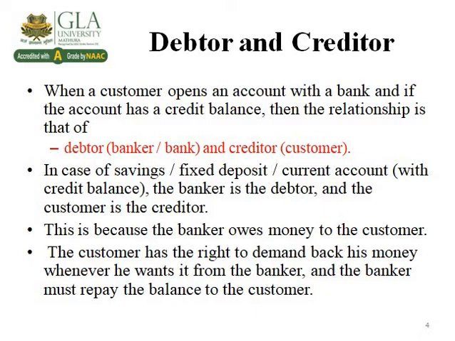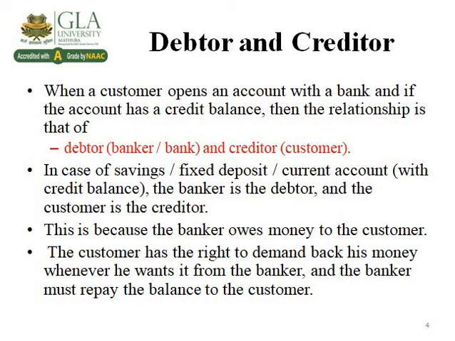So the banker will be known as the debtor and the customer will be known as the creditor, because the customer can demand the payment, right? So in case of savings account, fixed deposits, current account with credit balance, the banker is the debtor and the customer is the creditor.